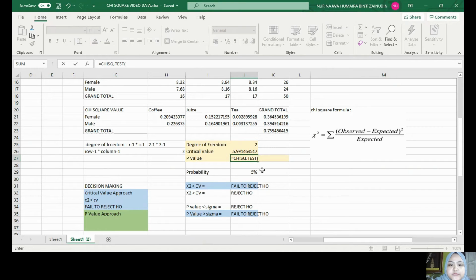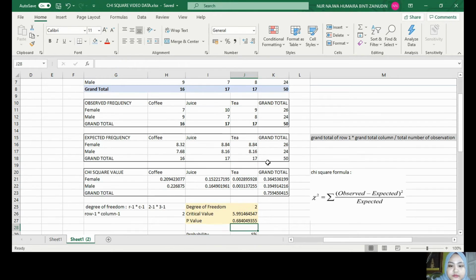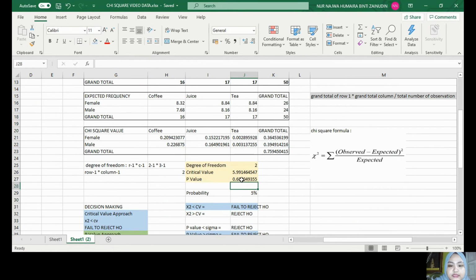In this formula, we need to use the actual range and expected range. The actual range is actually the observed frequency. So you just have to take here, comma, and the expected frequency, close bracket. The answer is 0.68.